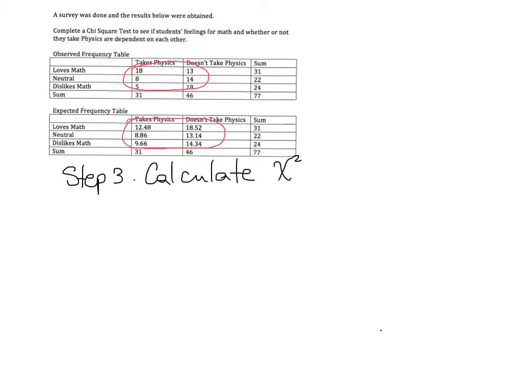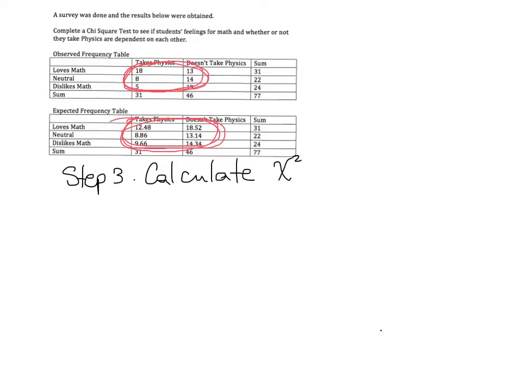frequencies. So a small chi-squared value means that these values that I just circled are very close to each other. A small chi-squared value means that these values are very close to these values, which would mean that they're more than likely independent: the love for math and whether or not someone takes physics. But a large chi-squared value would mean that these numbers and these numbers are far apart from each other. And if they're far apart from each other, that would indicate that love for math and whether or not you take physics are dependent, because of that whole probability thing I explained earlier.